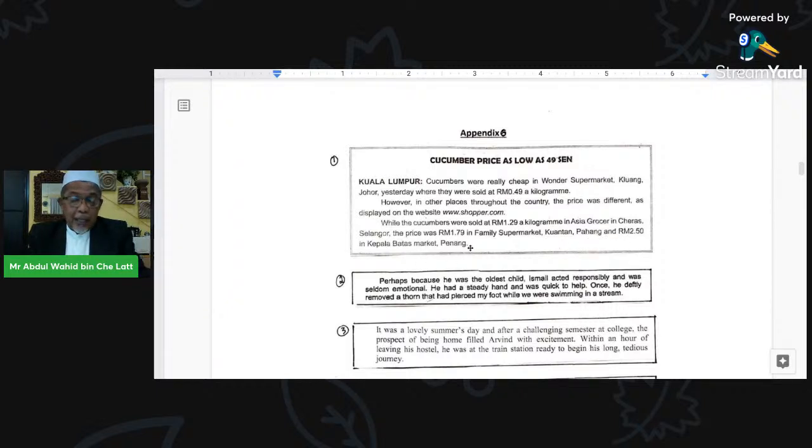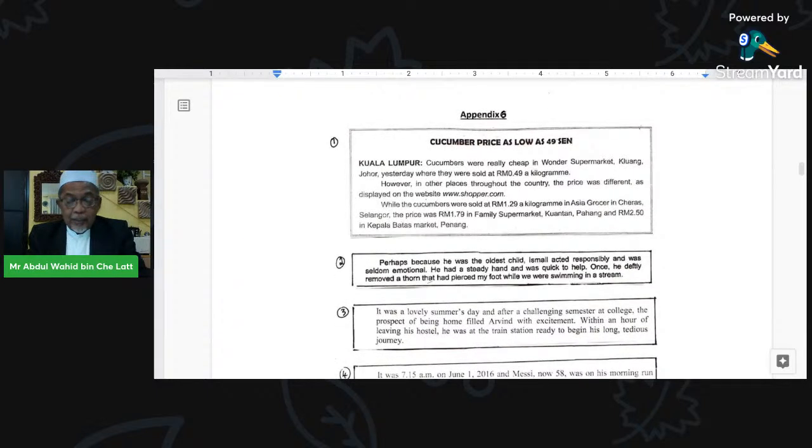So if you look at the finite verb were in line 1, was in line 3, and was in paragraph 3, these are indications that the whole text is a narrative description describing the different prices that occurred yesterday, not today. Okay?